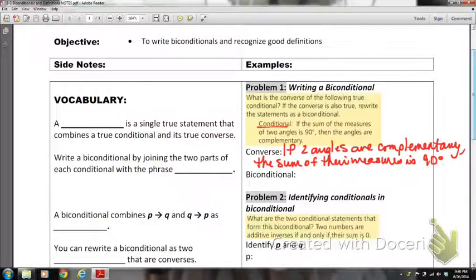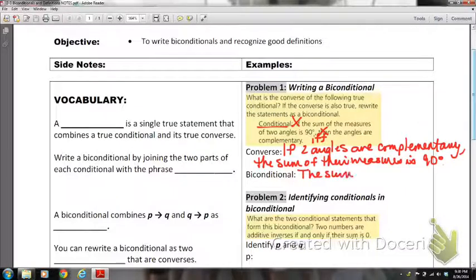All we did for the converse is we switched or exchanged the hypothesis and the conclusion. That is also a true statement. So the conditional is true, the converse is true, so we can write it as a biconditional. Go back to the original conditional statement that says if the sum of the measures of two angles is 90, then the angles are complementary. And we're going to take out the if and take out the then, and we're going to replace the then with "if and only if." So let's rewrite that.